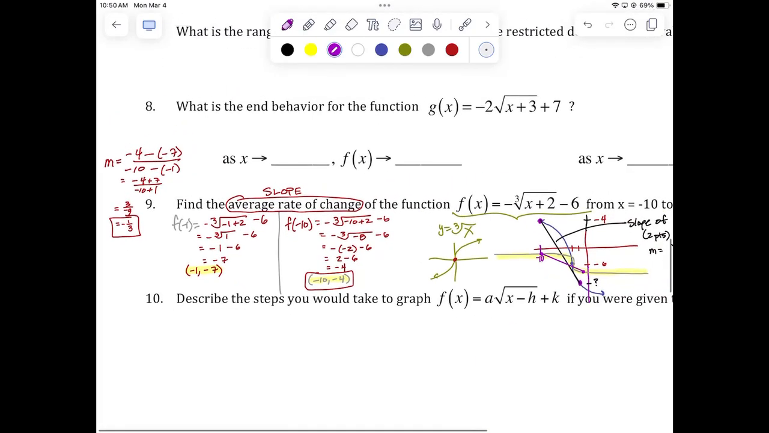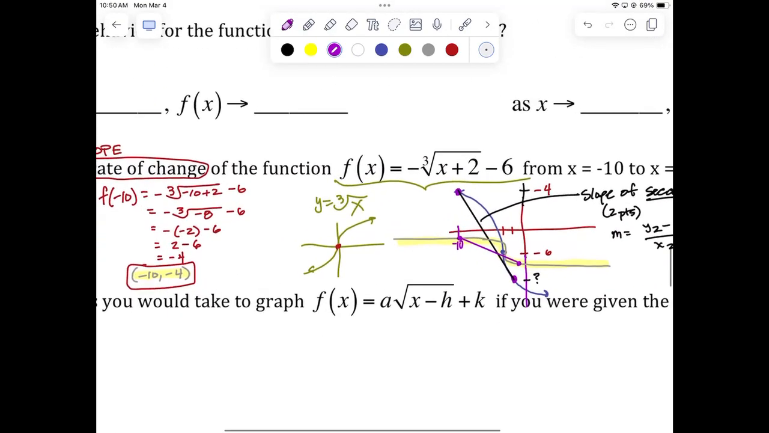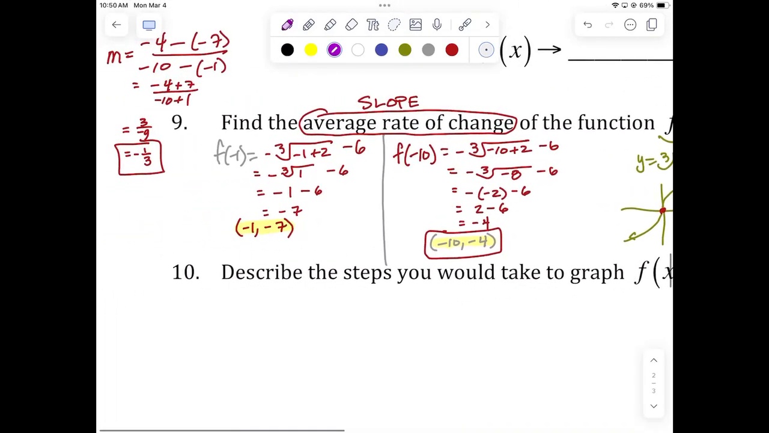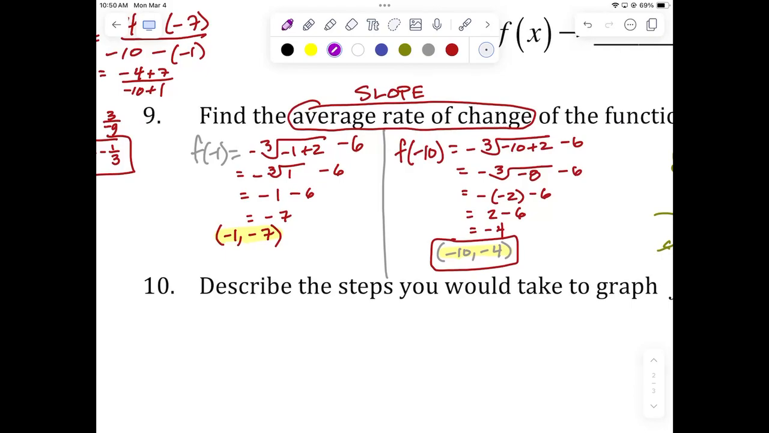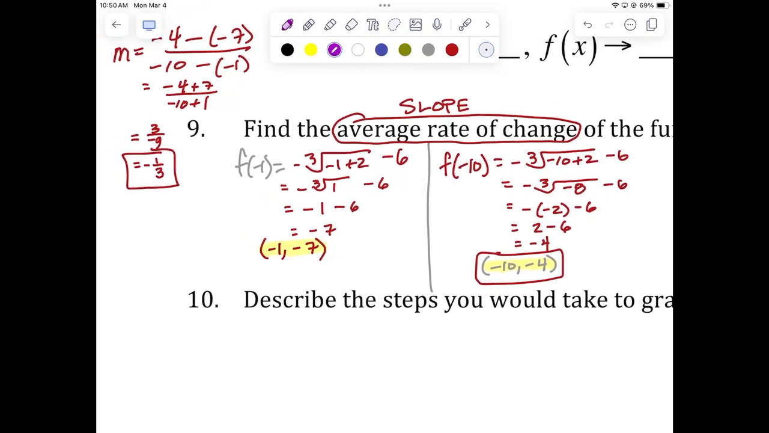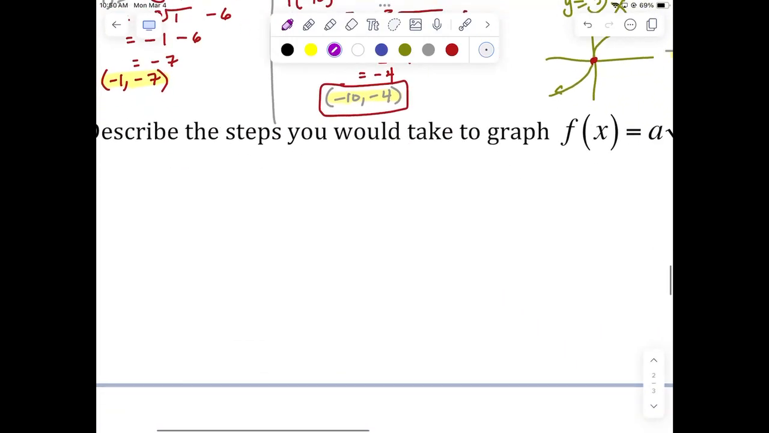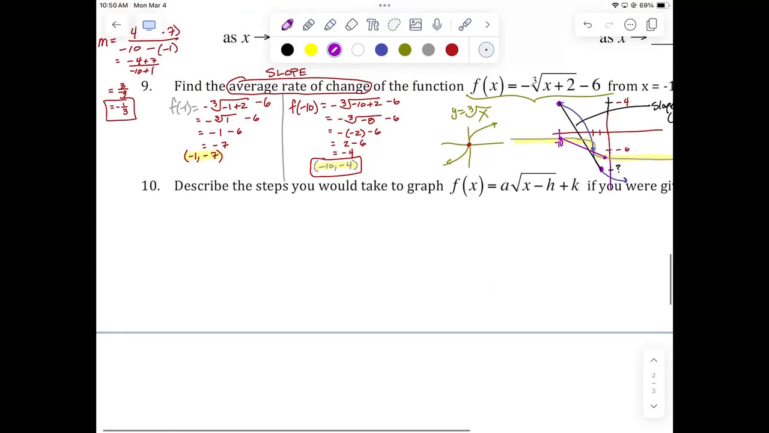Okay, so let's review what we did there. It was kind of a lot. Did we really need to draw the graph in order to answer this question? Was it absolutely required? No. What we needed, though, was the y values at the two x values, and then we just did change in y values over the change in the corresponding x values. Got it? You don't have to sketch the graph. All right, any questions on number 9?